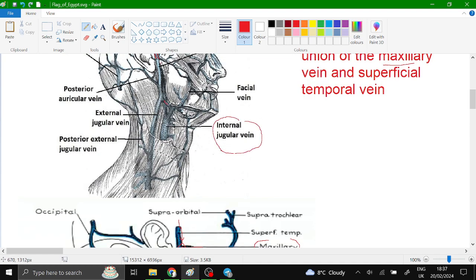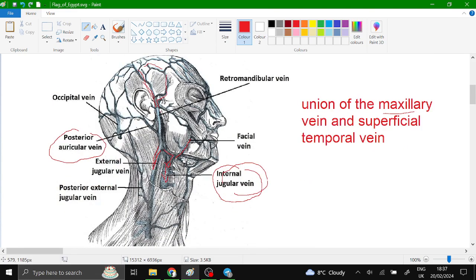As we can see here, this is the anterior division and this is the facial vein, and they unite together and make the common facial vein, and the common facial vein will drain into the internal jugular vein. And the posterior division of the retromandibular vein will unite with the posterior auricular vein, which is a vein, as we can see here, behind the ear.